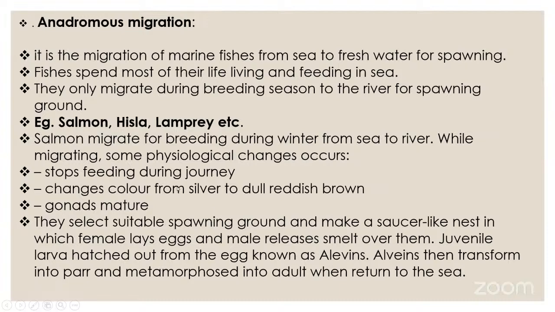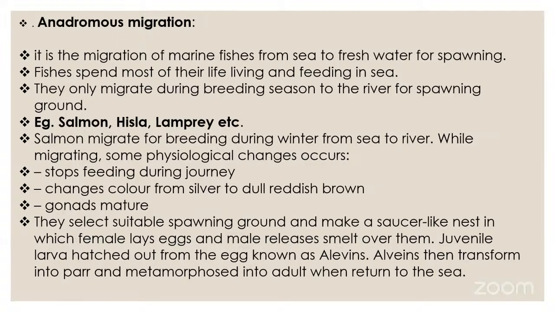Salmon migrate for breeding during winter from sea to river. While migrating, some physiological changes occur. So, what are those physiological changes? They stop feeding during the journey. So, whether the distance is small or large, during their journey, they don't feed. Then, they change color from silver to dull reddish brown. So, the skin color also changes during the migration.